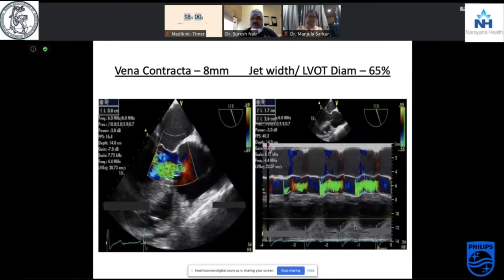We have an example of vena contracta on the left hand side. You can see it's about less than about 8 millimeters, indicating the severe aortic regurgitation. On the right hand side, it's a jet width by LVOT width measured at the aortic valve long axis view. To get this, you just get the aortic valve in long axis, place the color flow Doppler, and put the M-mode right across the LVOT, and then just by measuring the LVOT width and the jet width, you will get the ratio.